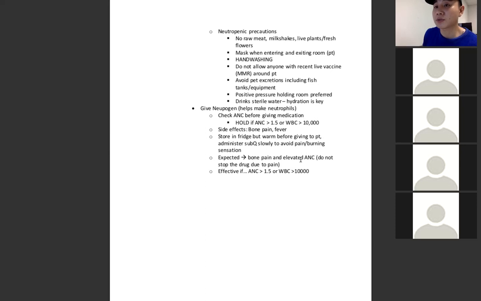You do not go to the ER if you're experiencing pain when you are being given Neupogen, because ER is one of the dirtiest places. And these patients are on Neupogen, meaning that they are at high risk for infection. So we don't want them to go to the ER. So how do we know if it's effective? We evaluate the patient's ANC. If it's more than 1.5, then it's good. Or the white blood count more than 10,000, then it's good. That's when we hold the medications.